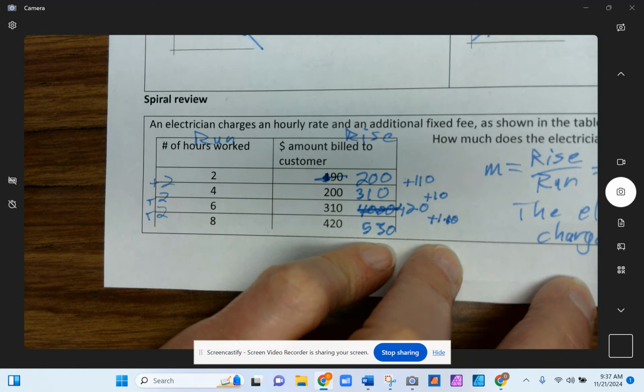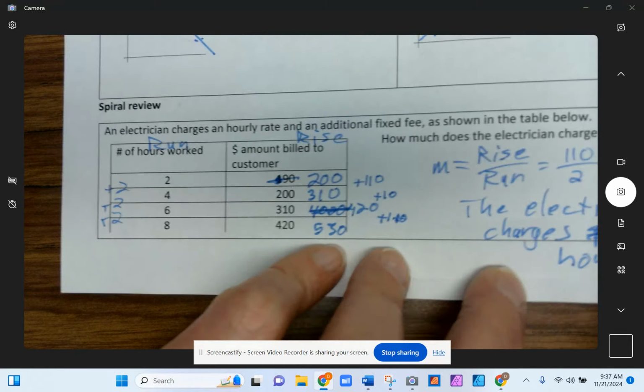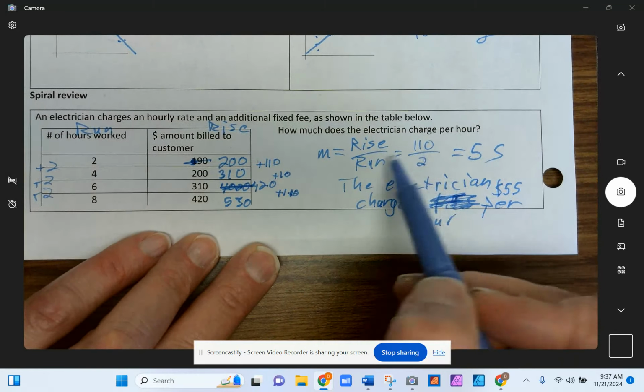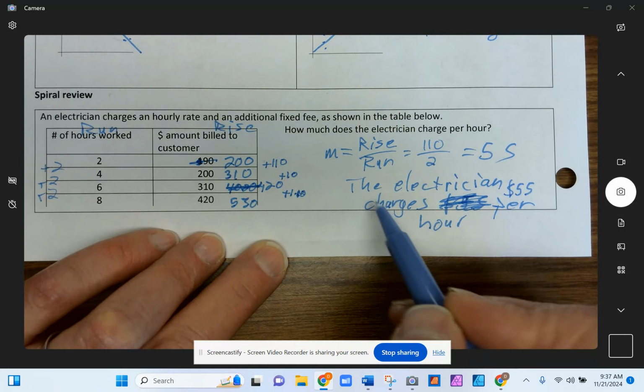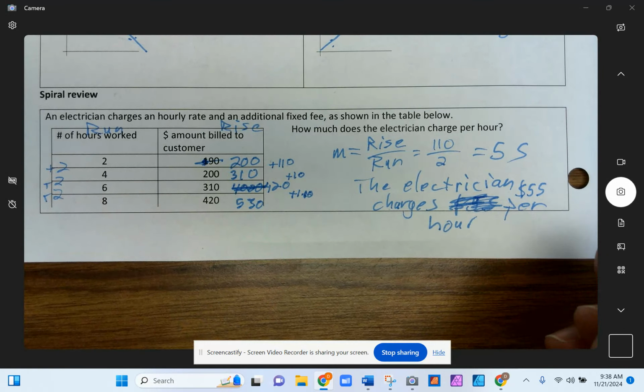That's a bad 55. Ugh, I can't write today, guys. $55 per hour. And I can't get it on camera either. So you take your 110, you divide by your 2, which is your rise divided by your run, you get 55. So the electrician charges $55 per hour. Okay, there you go, guys.